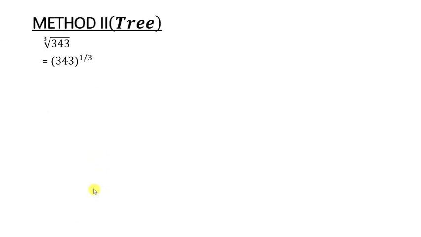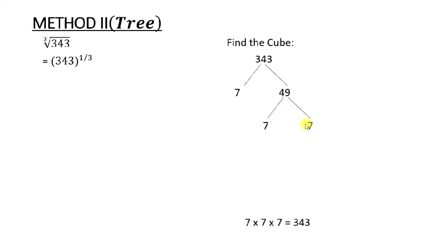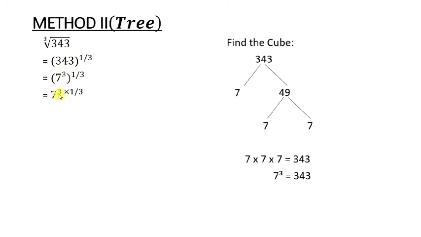We'll use the tree method where we'll say 7 into 343 will give us 49. 7 into 49 is 7. 7 times 7 times 7 is giving us 343. 7 to the power 3 is 343. So what are we going to do? We'll substitute. Where there's 343, we'll put a 7 to the power 3 and multiply the powers. When we multiply the powers, we are getting 3 times 1 over 3, which is giving us a 1. 7 to the power 1 is the same as what? 7. Let's go to the next example.